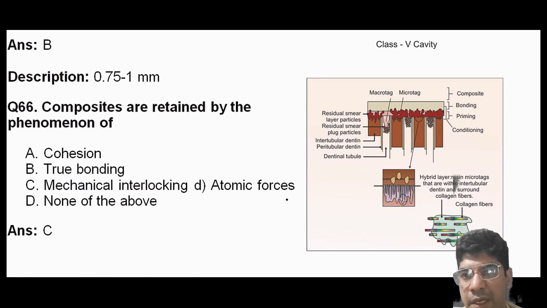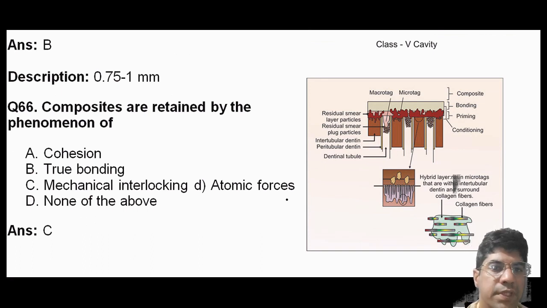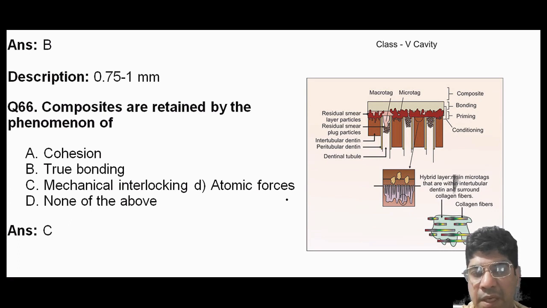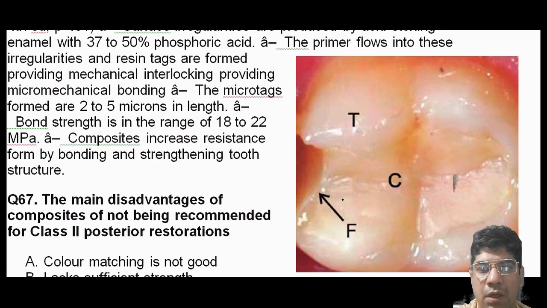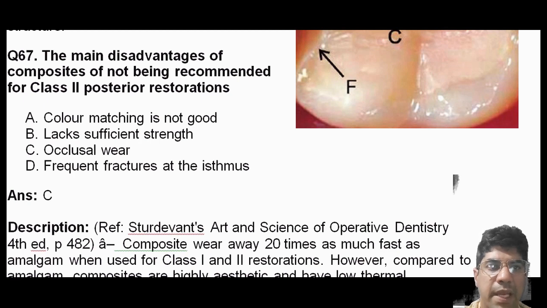So remember this diagram. Composites are retained by micromechanical interlocking. This occurs when the primer flows into the surface irregularities created by acid etching of enamel, forming resin tags that will provide micromechanical bonding to the tooth structure. The main disadvantage of composite is that it is not recommended for class 2 posterior restoration.